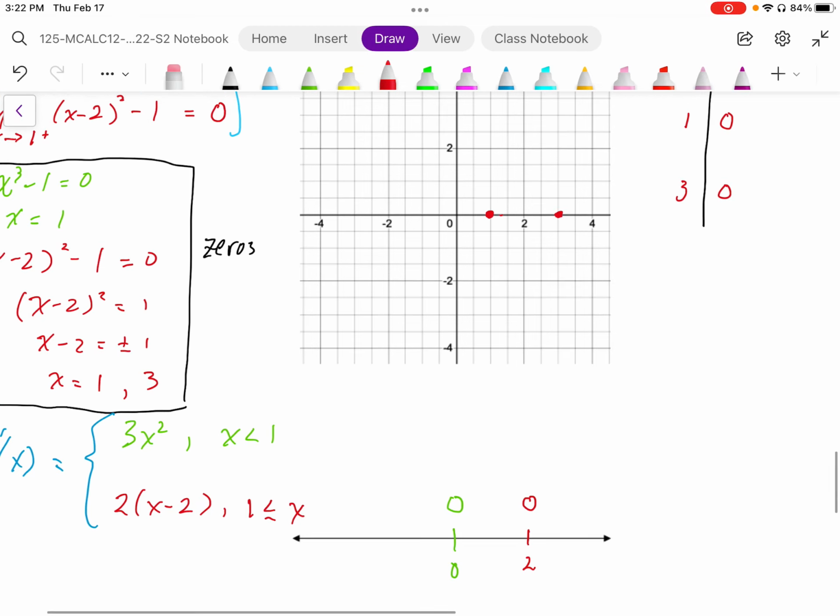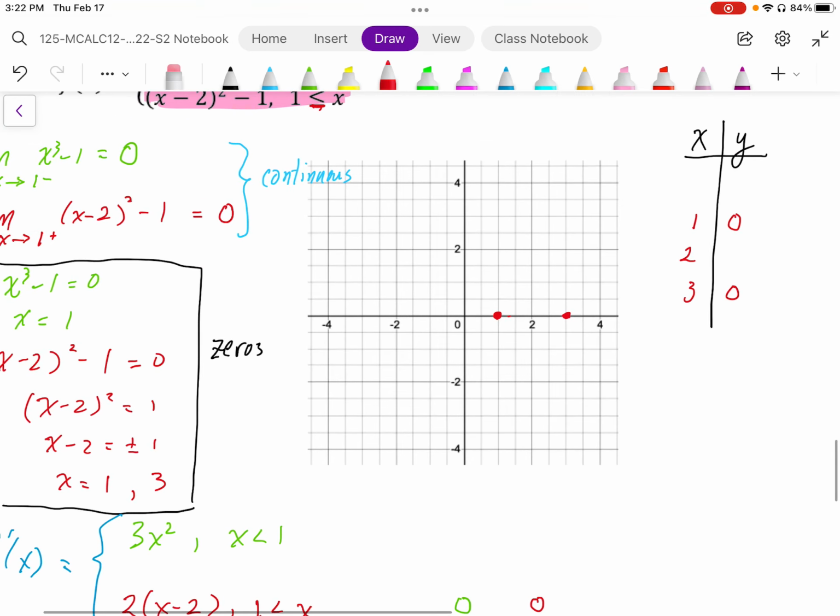So at x equals 2, I'm going to plug in my coordinate at x equals 2, y equals negative 1. That's going to be the vertex of the parabola.